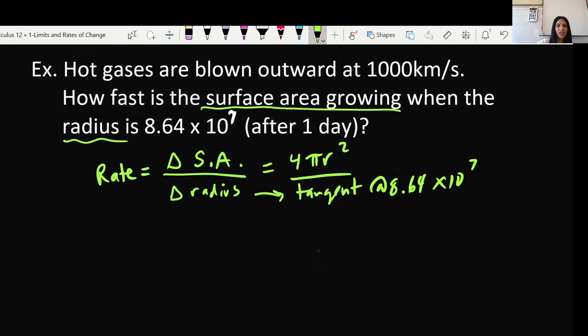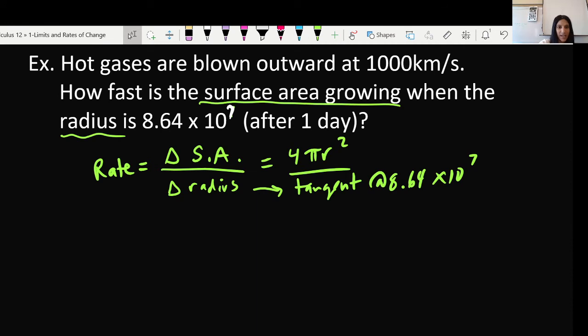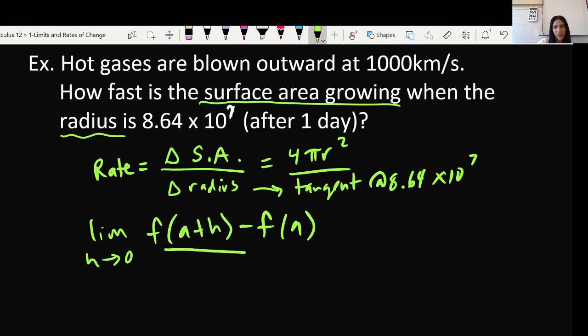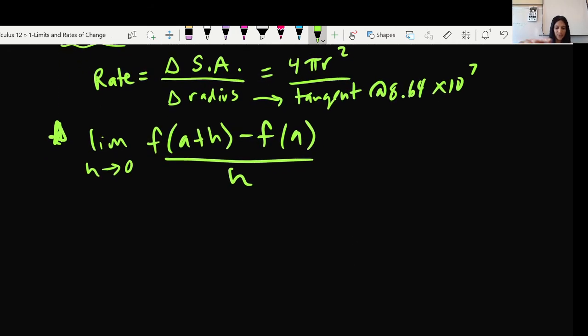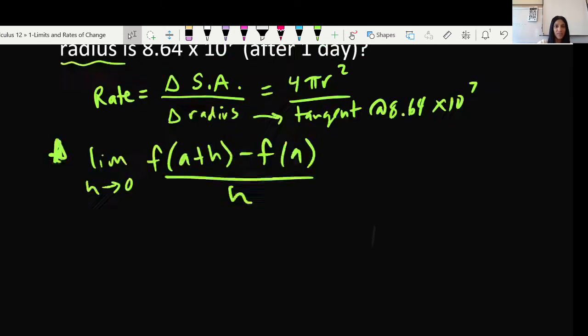So let's take a look at how we would go through this. Again, we would do the limit as h is approaching 0, because it's precisely at a specific place, of f of a plus h minus f of a all over h. And hopefully by now this formula that we're using over and over again you're familiar and comfortable with. So we would then apply it to this specific example.